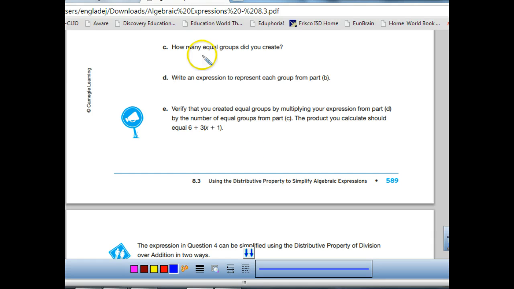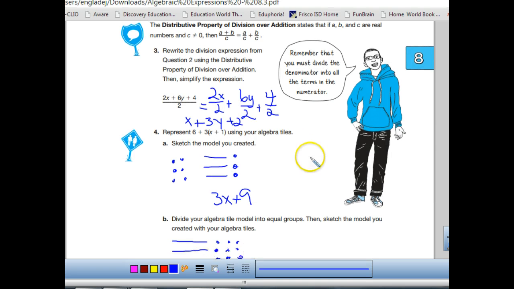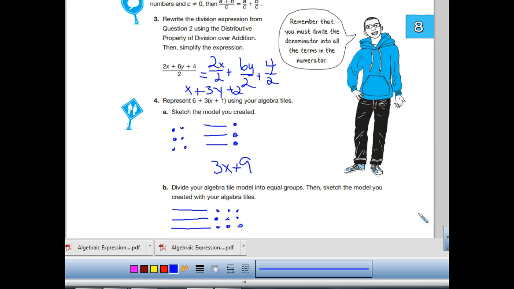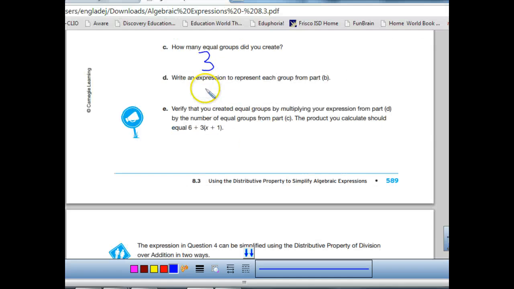How many equal groups did you create? I created 3 equal groups. Write an expression to represent each group from part B. I had, I forgot already. I had x plus 3.